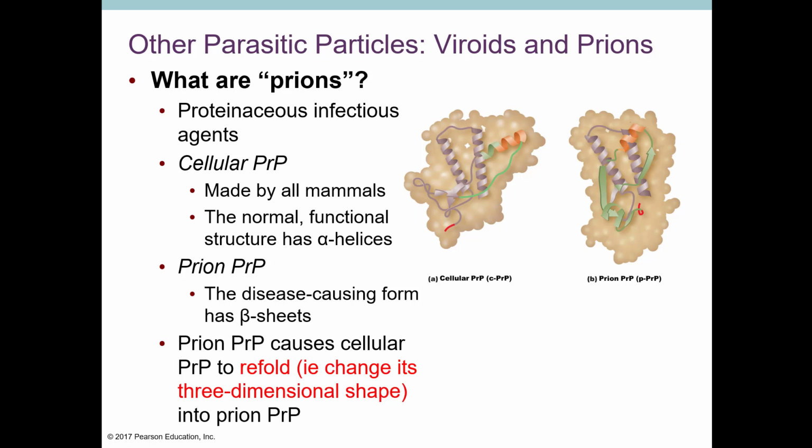And what happens is, if the prion protein version gets into your cells, that protein makes your normal prion protein change shape. So it makes your cellular protein refold into the prion shape. This is very weird, because it's strictly protein. There's no RNA, there's no DNA. It's just a protein that causes this effect.